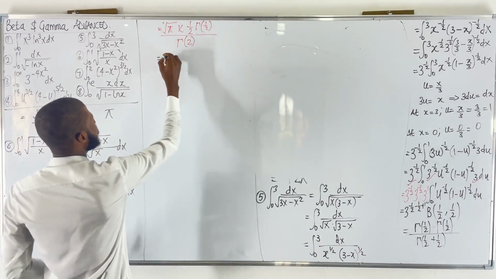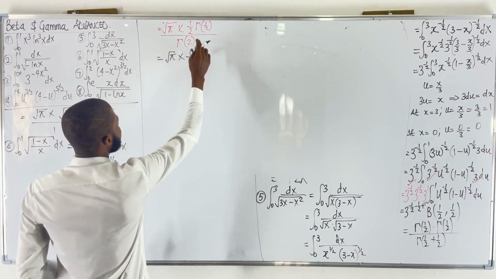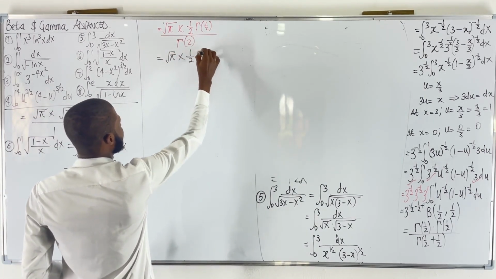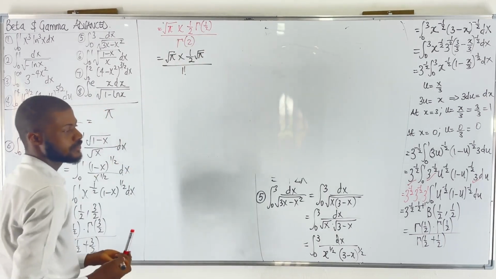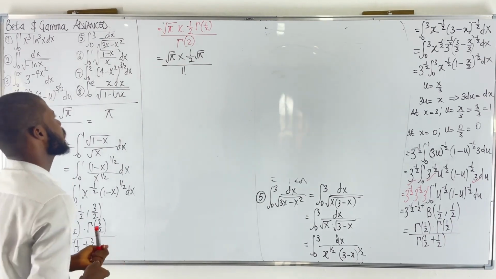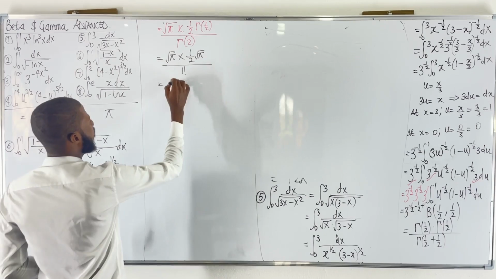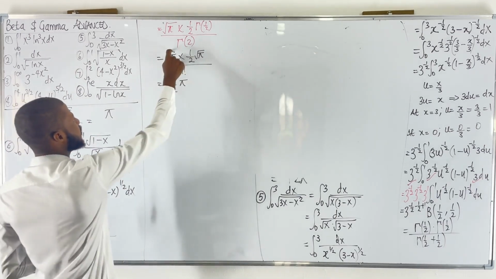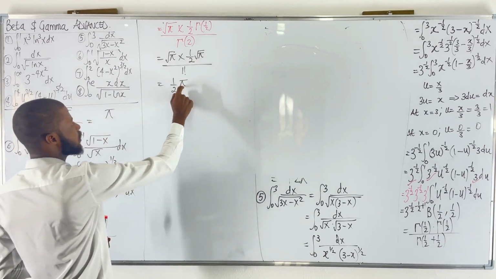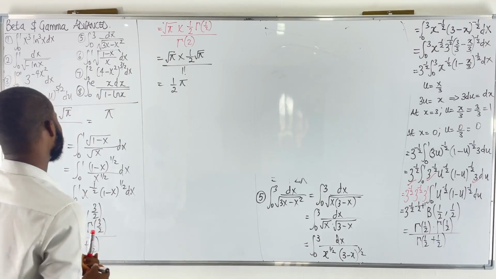Okay, so this becomes root pi times half of root pi again, divided by gamma of 2, which is 1 factorial. Gamma of 2 is 1 factorial, so that guy is just gone. So this will just become half of pi, because root pi times root pi is just pi. So that's going to be half of pi. Okay, let's go to question 7.